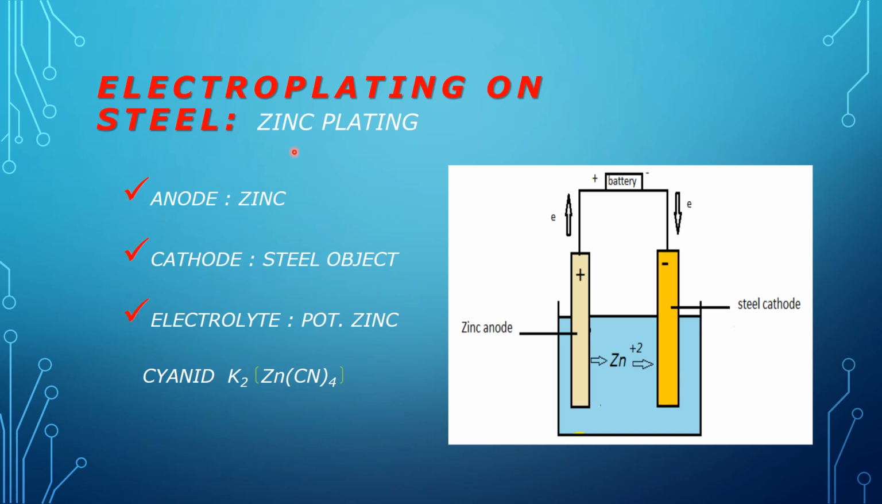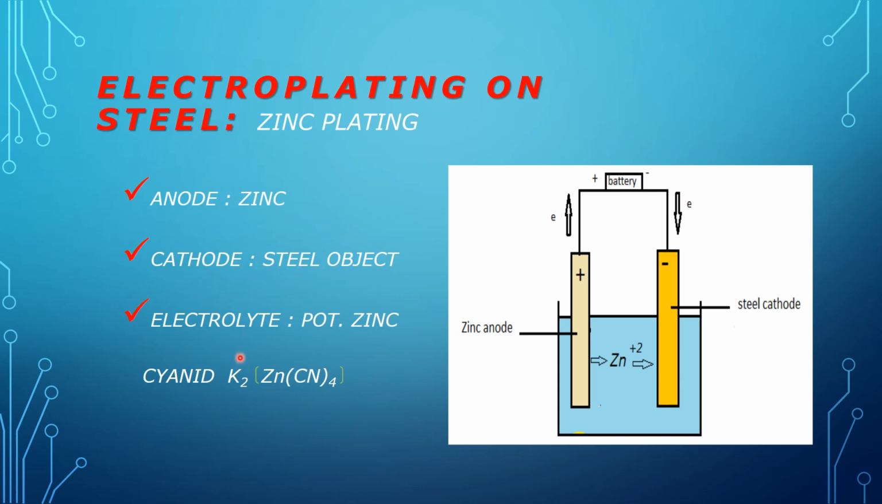Here we want to electroplate zinc. This means we want zinc to dissolve at anode and deposit at cathode. So the anode here will be zinc metal. We want to electroplate steel with zinc, so steel object will act as cathode.